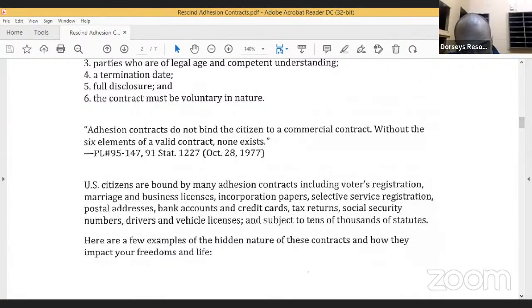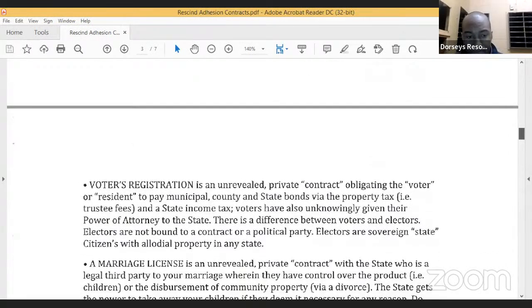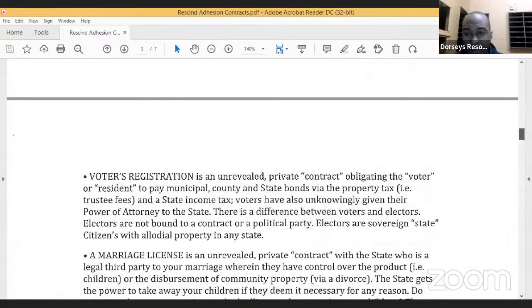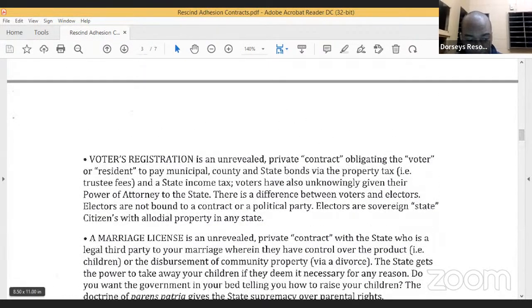Okay, it says here are a few examples of the hidden nature of these contracts and how they impact your freedoms of life. I may stop right there, guys. I'm going to check the chat. Okay, it just goes over a breakdown. I've gone over some of these before, but I'm going to get to my other screen and see if you guys have joined in.